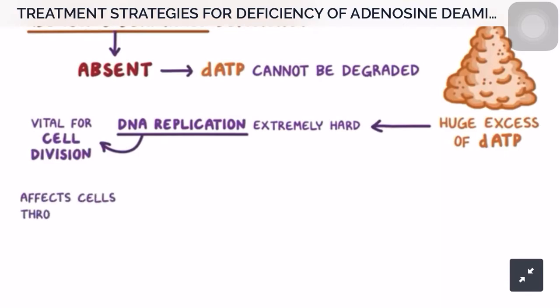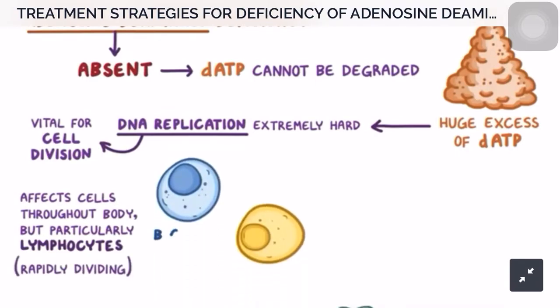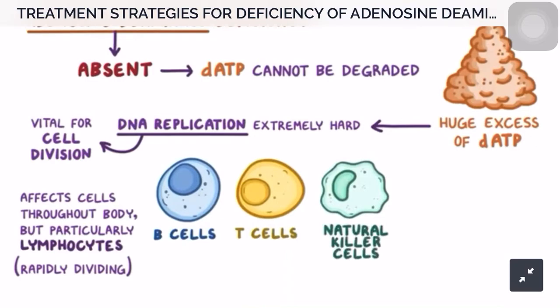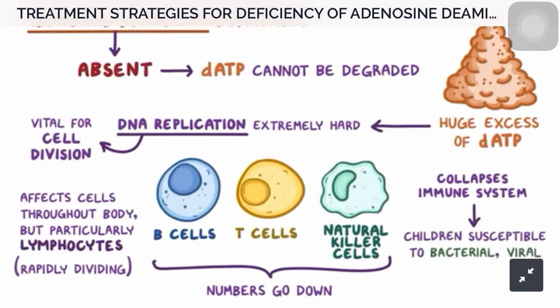This affects cells throughout the body, but particularly it affects lymphocytes because they are rapidly dividing cells. As a result, B cell, T cell, and natural killer cell numbers go down, collapsing the immune system. This makes affected children susceptible to any bacterial, viral, or fungal infections starting from birth.